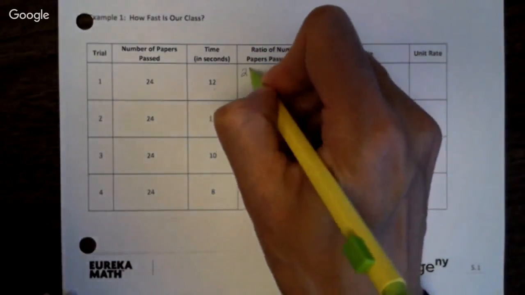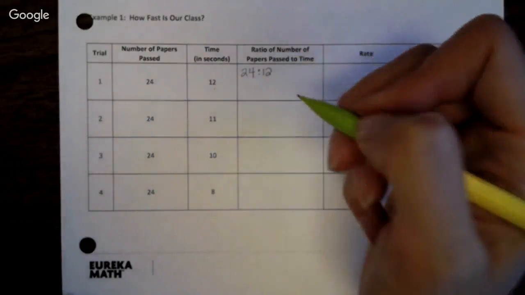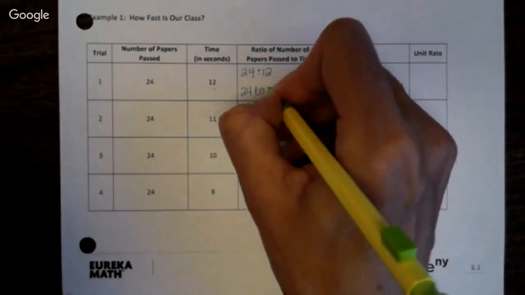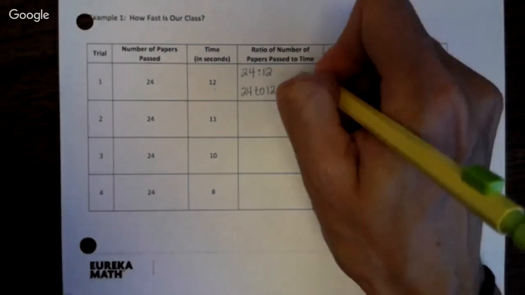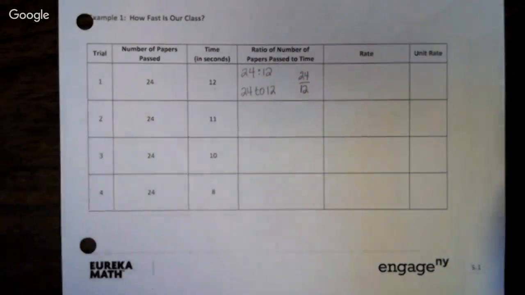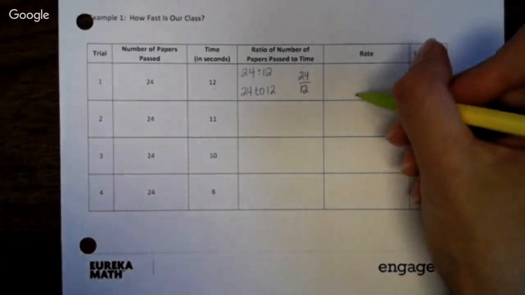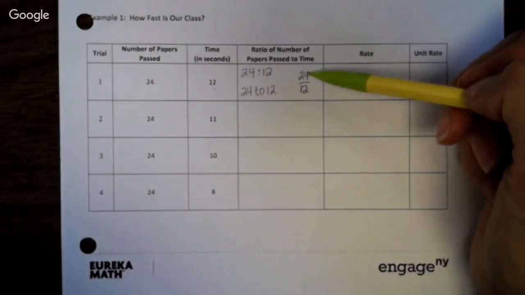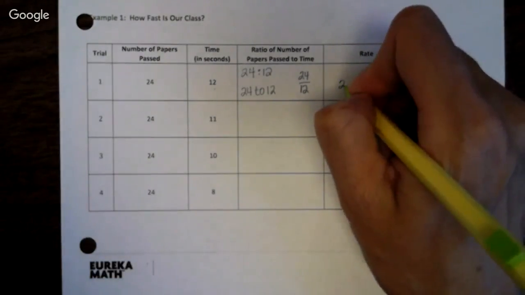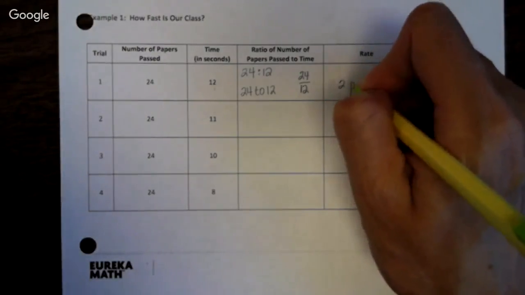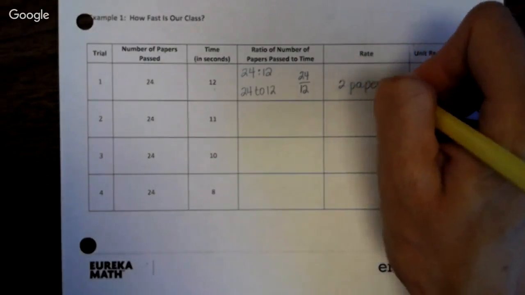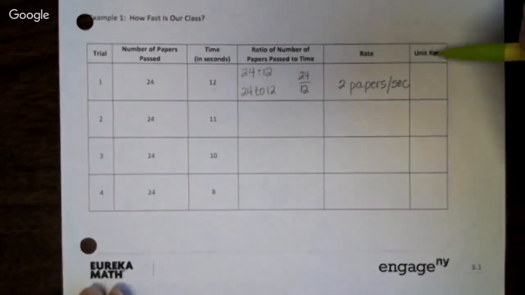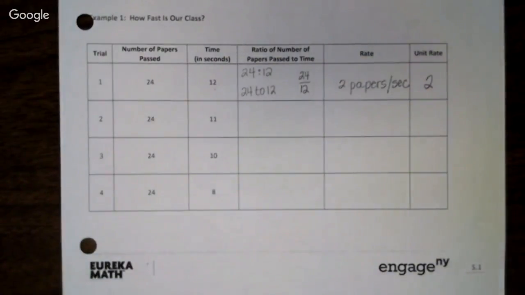So we can write this ratio as 24 to 12. Now remember, I told you there was different ways to write this. You can also write this using the word to, so 24 to 12, or you can use a fraction, 24 over 12. Now the rate is the simplified version of this. So 24 divided by 12 is 2, and that would be labeled in papers per second. So the rate has that label on it. The unit rate is just the numerical value, which would be 2.